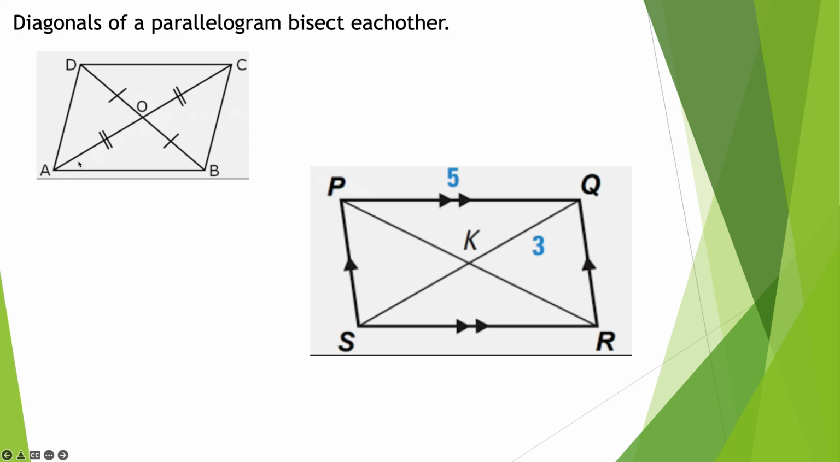And then here AO will be congruent to CO, okay? Because again, the two hash marks say they are congruent. And that's always the case with a parallelogram, that the diagonals will bisect each other. So looking at this next figure right here, because the top of this line is 5, this top side here, the bottom side also has to be 5. And because the diagonals bisect each other, if QK is 3, then SK is going to be 3. So first, top and bottom are congruent, so we get 5. And the diagonals bisect each other, so we get 3.